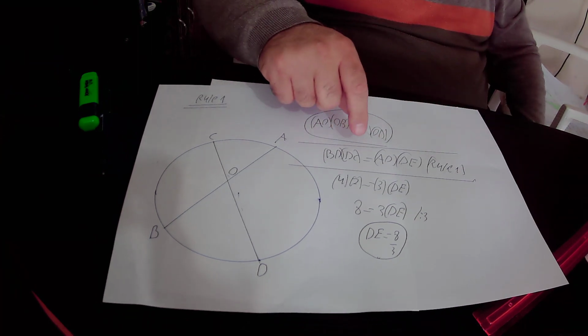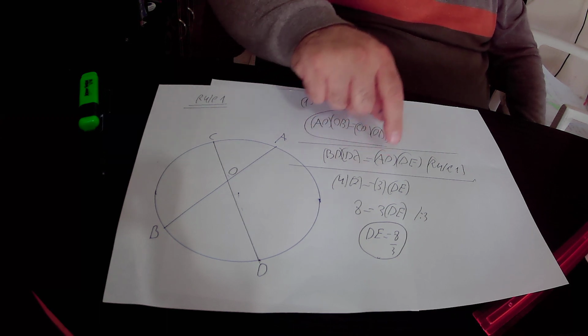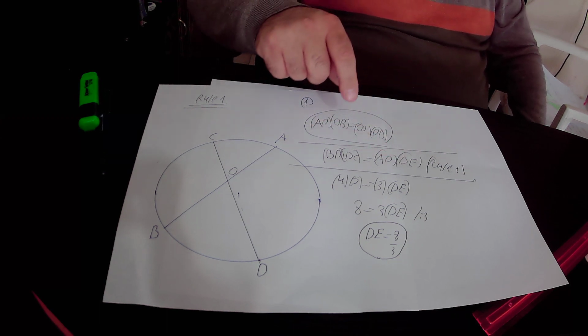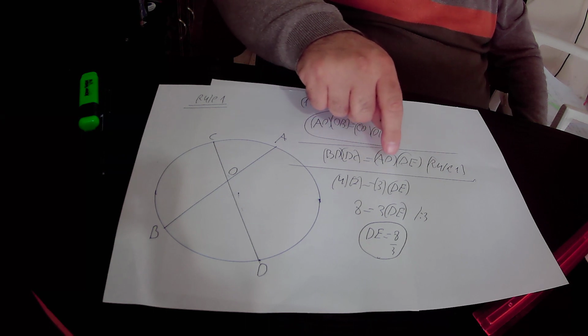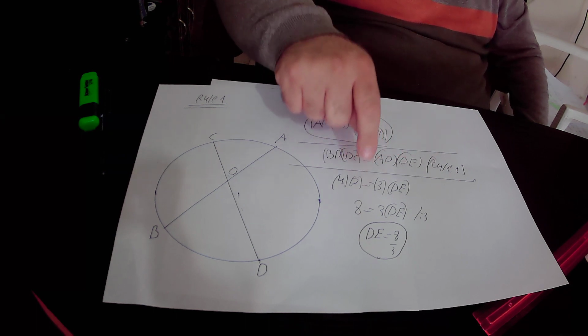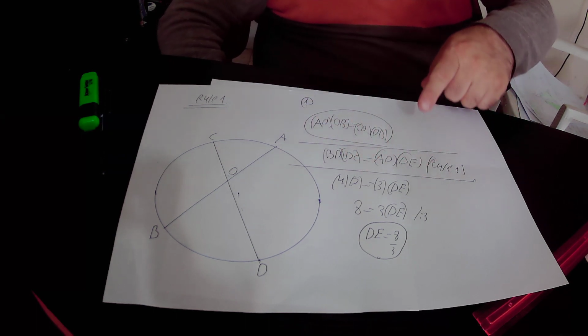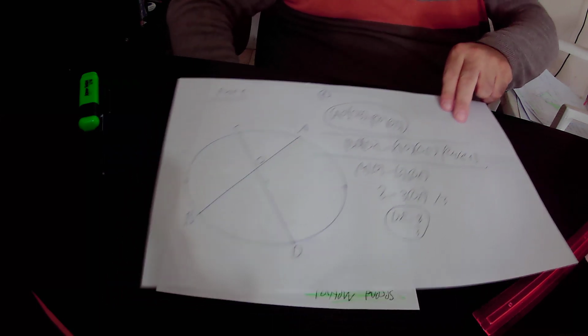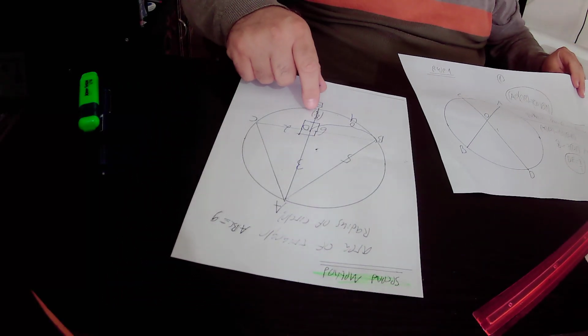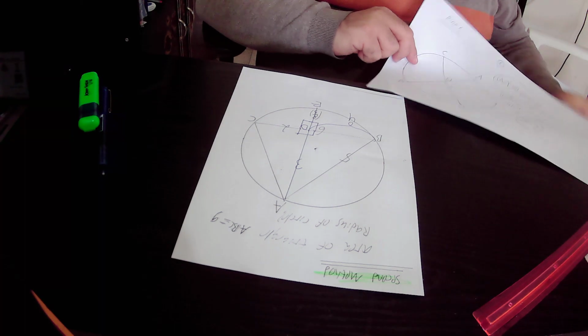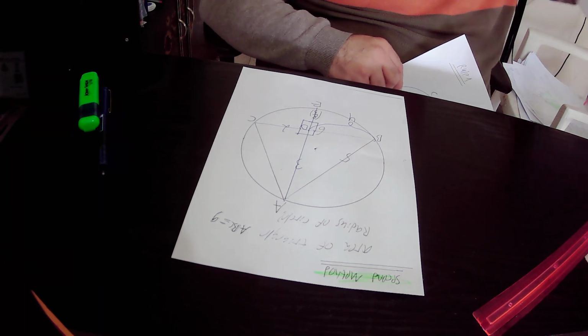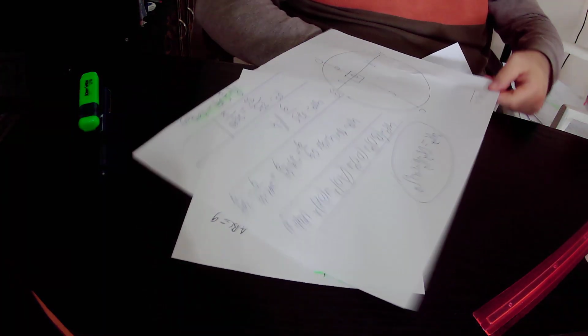BD is 4, DC is 2, AD is 3, and DE is the missing line segment. So in conclusion, we found out that 4 times 2 equals 3 times DE. 4 times 2 is 8, so 8 equals 3 times DE. We divided this equation by 3 and found that DE equals 8 over 3 units. Then I presented to you rule number 2, and we implemented rule number 2 in our drawing.